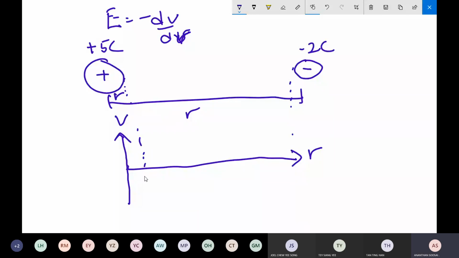The radius of the sphere, this is the small r, R1. And this is R2, the radius of R2. So I put R2 here, R2 here. They asked to draw the potential versus R graph.